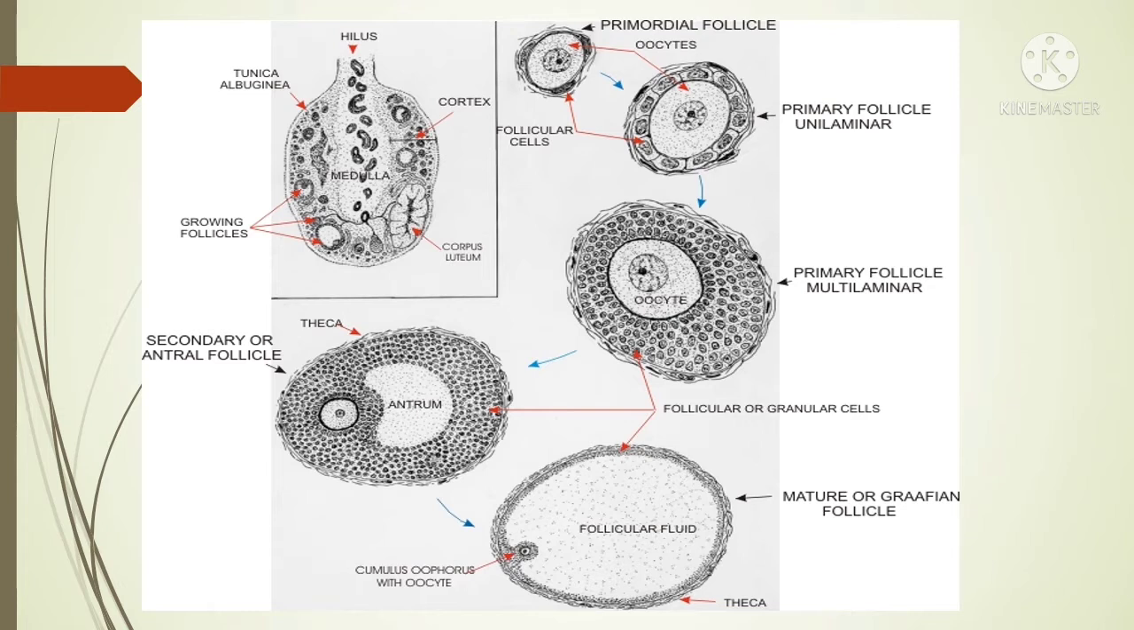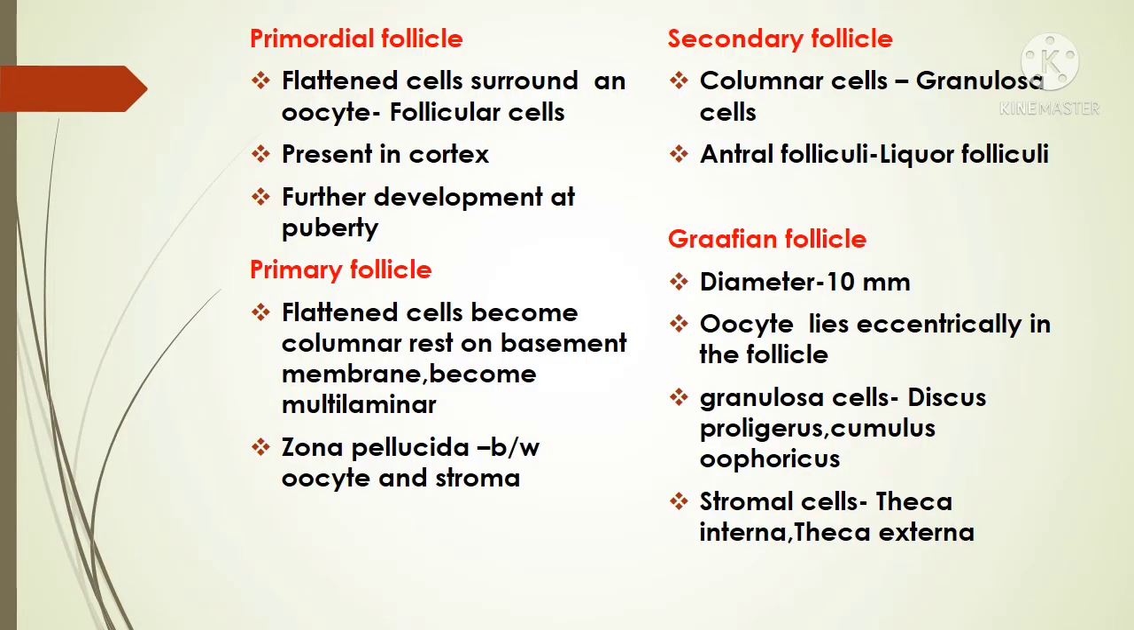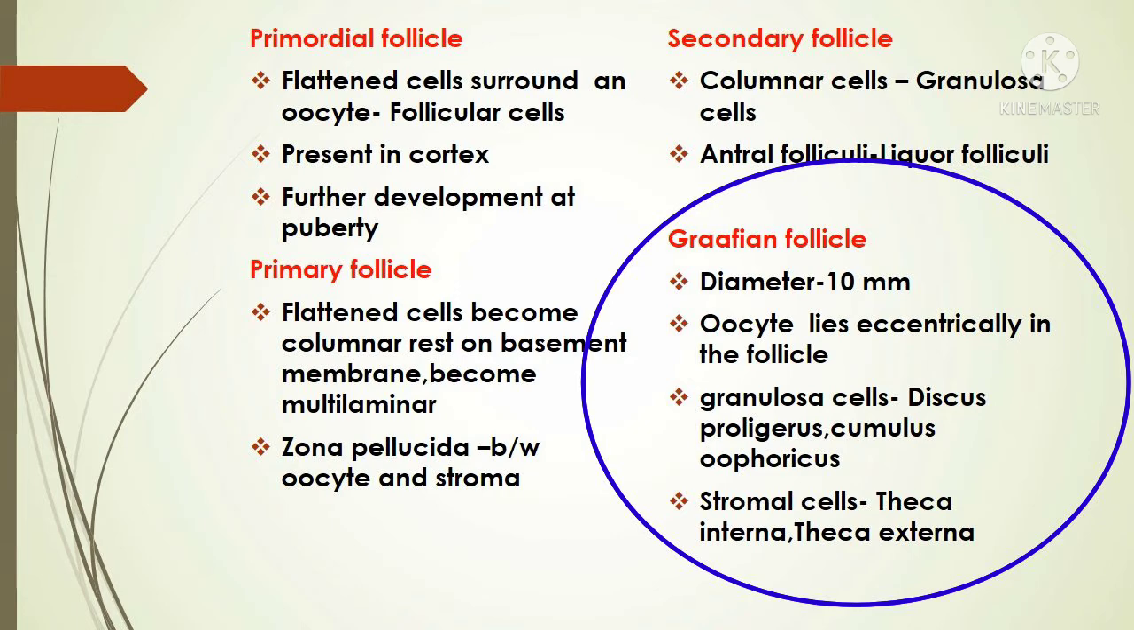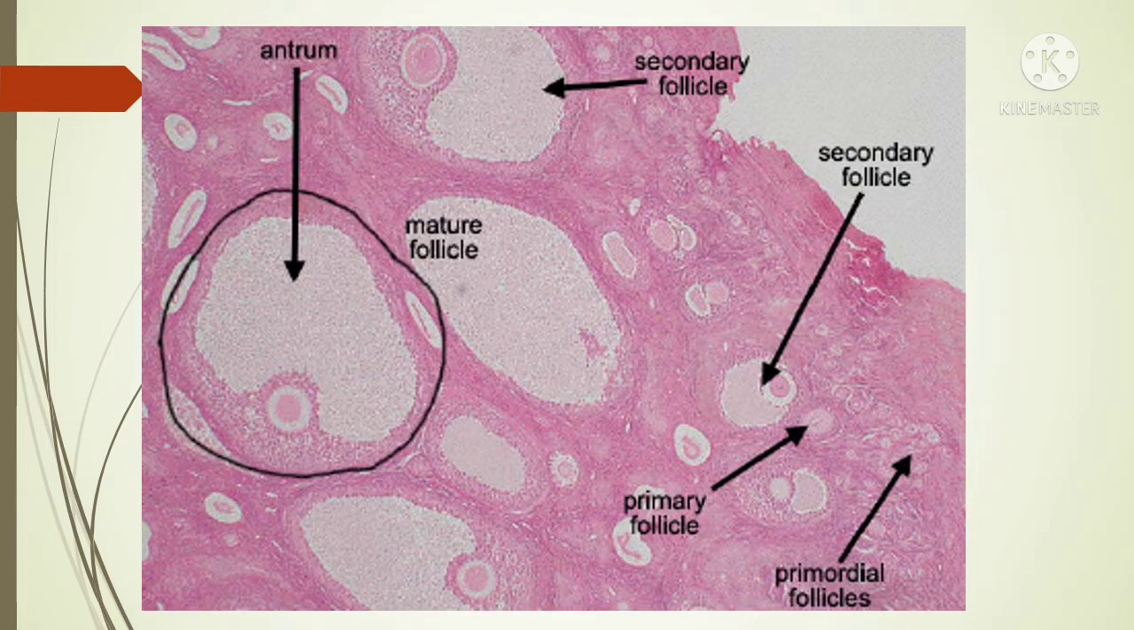They undergo further proliferation and form layers of columnar cells, and in the middle there is the antrum folliculi. The primary oocyte undergoes the first meiotic division and forms the secondary oocyte just before ovulation. With further proliferation of the granulosa cells, the Graafian follicle forms, about 10 mm in diameter. The oocyte lies eccentrically in the follicle. The granulosa cells divide into discus proligerus and cumulus oophorus. The stromal cells divide into theca interna and theca externa.